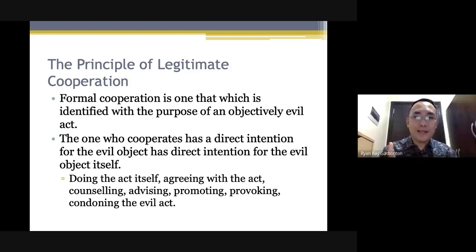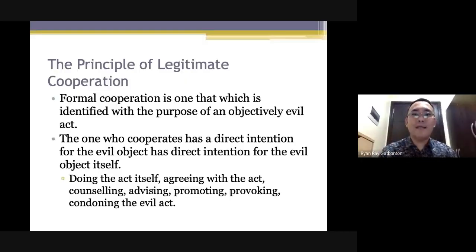Even though you did not participate in the action, if you do not speak up, if you do not say something about the wrongdoing, you are actually formally cooperating with the evil action.